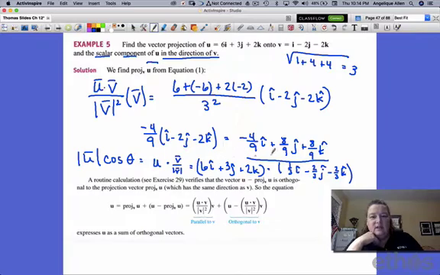Dot these together. 6 times 1/3 is 2. 3 times negative 2/3 is negative 2, and 2 times negative 2/3 is negative 4/3. So we're going to have negative 4/3 as the scalar component of u in the direction of v. Okay, so, excuse me, I didn't mark that as a vector. Just the scalar component of the projection we've got here is negative 4/3.